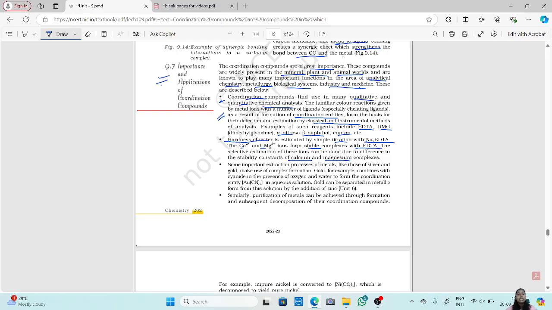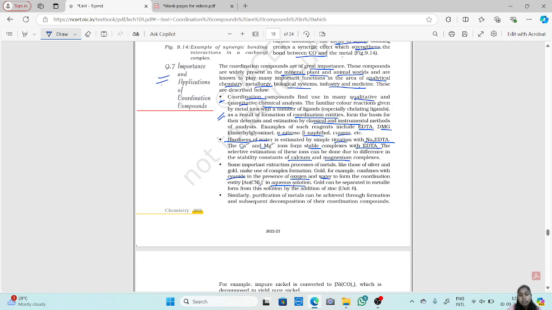Now the next one is that some important extraction processes of metals, like those of silver and gold, make use of complex formation. So when you want to extract a metal like silver or gold, it is basically done by forming a complex. Gold, for example, combines with cyanide in the presence of oxygen and water to form a coordination entity, Au(CN)2, in aqueous solution. So you can extract gold by forming a complex with the cyanide ion in the presence of oxygen and water. It forms an Au(CN)2 complex in aqueous solution.